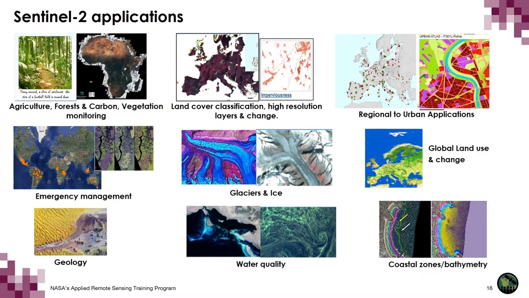Sentinel-2 data can be used for various applications like land cover classification, agriculture, forest and vegetation monitoring, water quality, coastal zone and bathymetry, regional to urban applications, geology and many others.